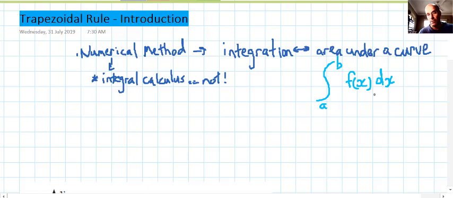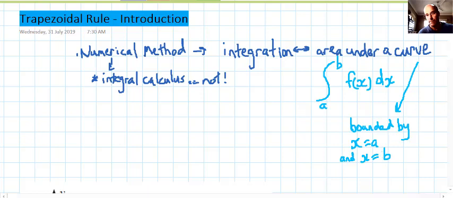In this case here in the light blue, that'll be between x equals a and x equals b. So it's bounded by ordinate lines x equals a, and the other one is x equals b. So that's true for integral calculus, definite integration, area under a curve, and it's also true for this numerical method called the trapezoidal rule. Now let's revise what a trapezium is first of all.